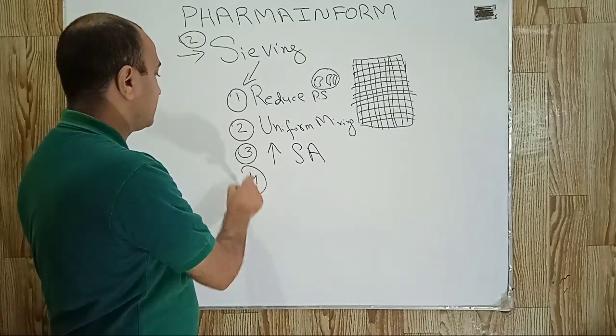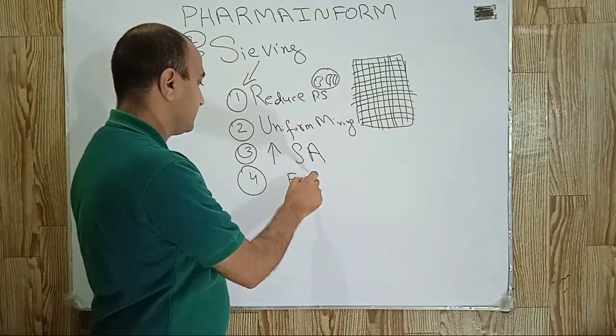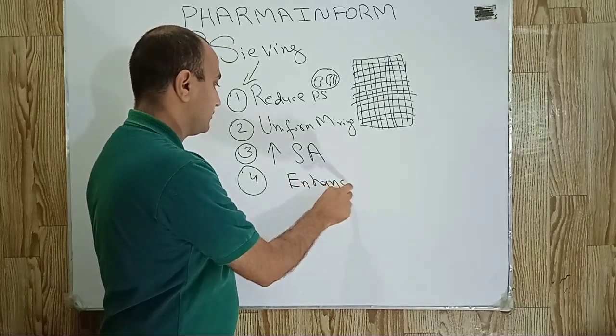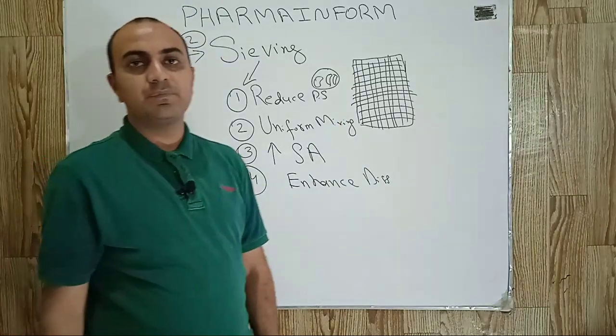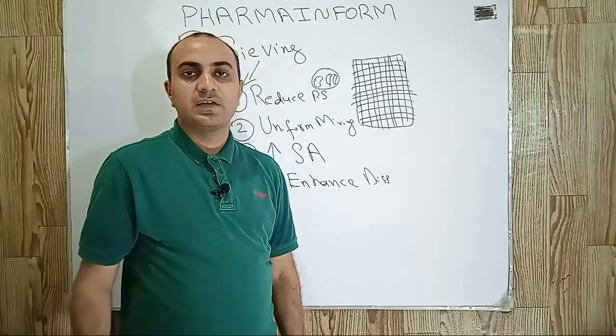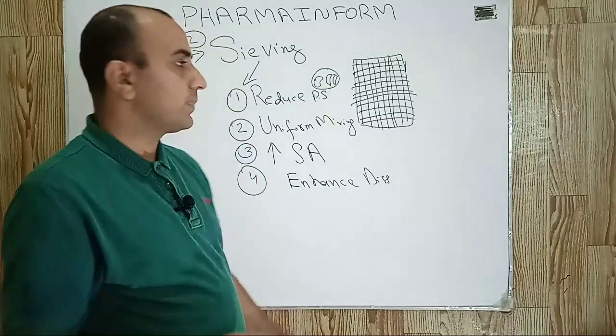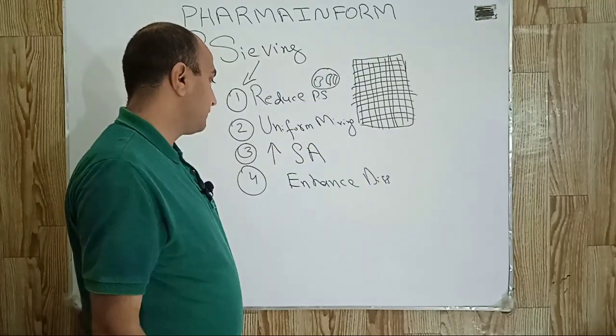The fourth one is to enhance dissolution. If we have any hard lumps, they may affect our dissolution profile. If we break down our lumps, our dissolution profile will be accurate and proper.